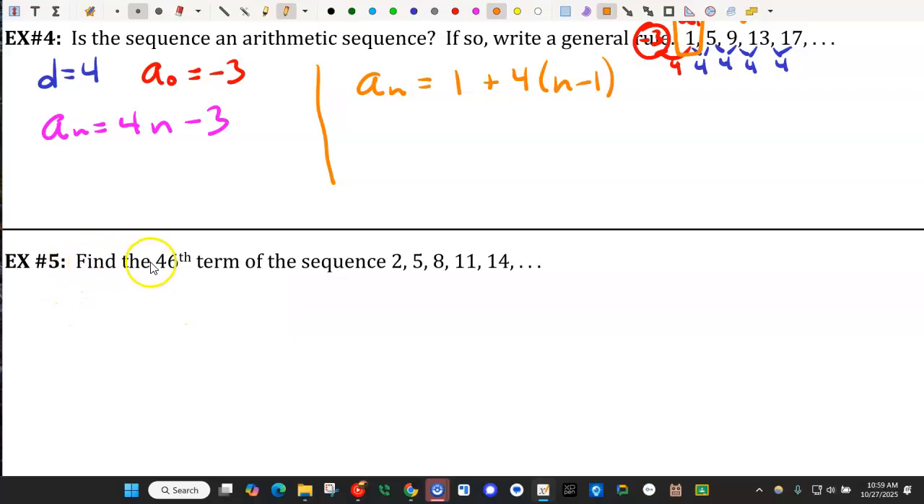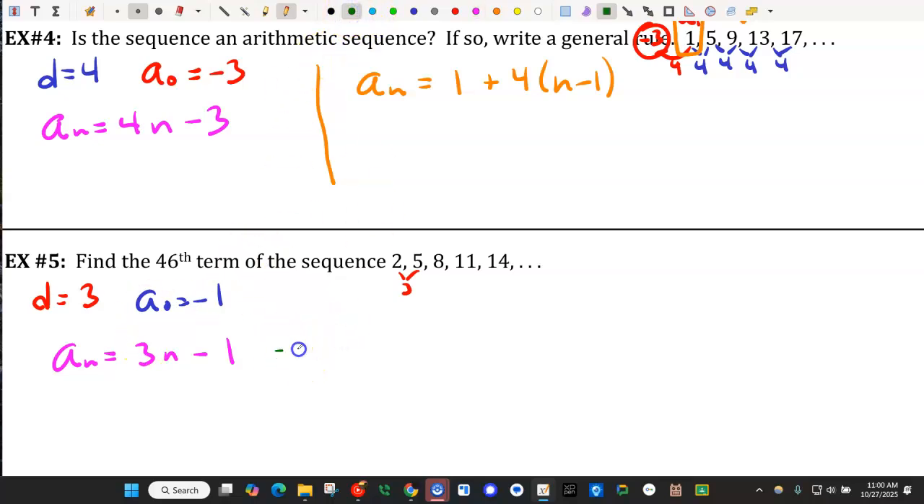All right, so let's find the 46th term. All right, so find the difference. What is it? All right, 3. And what is the 0 term? Use that to -1. So what is the explicit formula? A sub n equals 3n minus 1. And now that we have that, we can use that to find the 46th term.